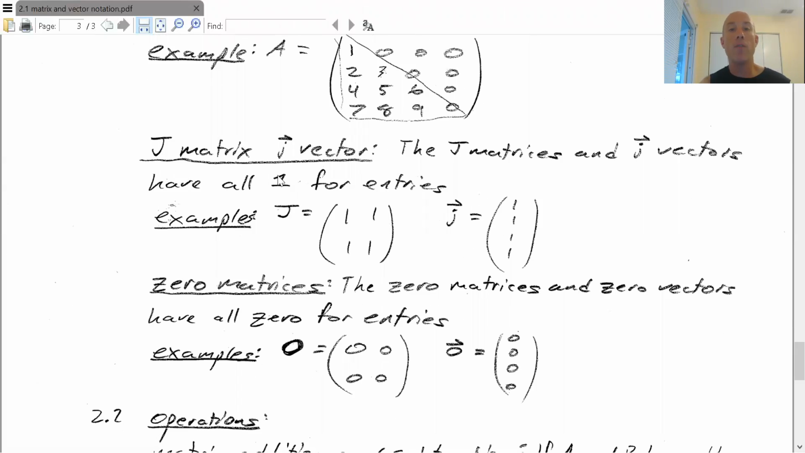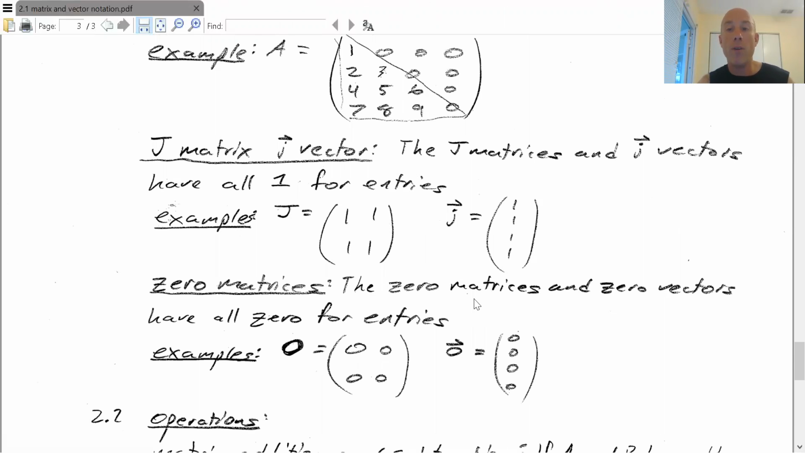The J matrix and the J vector are just special matrices and vectors where they have 1 as every entry. That's it. The J vector is going to be important for representing the intercept in linear regression down the road.